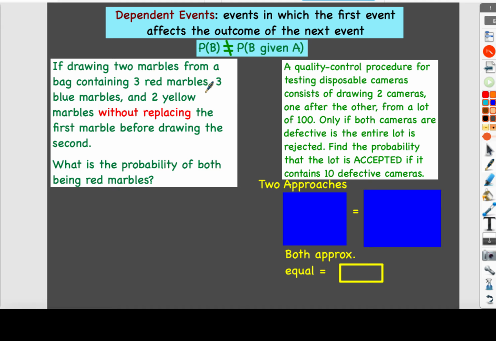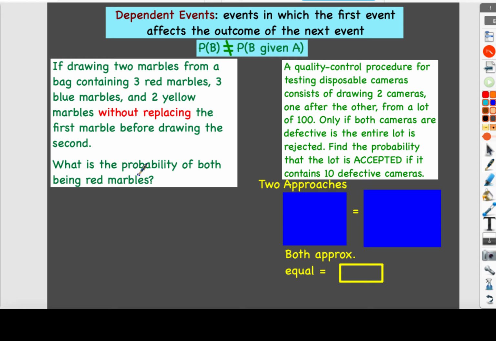Let's go back to a couple more examples real quick. Dependent events, again, are events where the first event affects the second one. It changes the second one. So again, the probability of B is different than the probability of B given A. A affected the outcome. So if drawing 2 marbles from a bag containing 3 red, 3 blue, 2 yellow marbles without replacing, again, that's the key, without replacing the first marble, that immediately tells us we're going to have that change. What's the probability of being both red marbles?